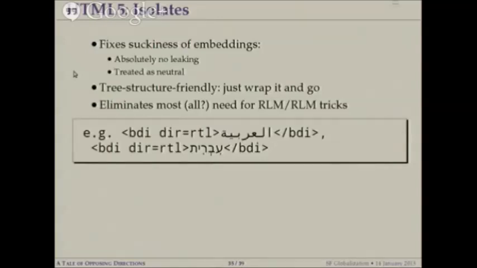So for example, my previous example where I had to stick a left to right mark to make that comma kind of behave like a left to right comma. No problem anymore. I just wrap it in a BDI element, and each bit of right to left text gets wrapped in its own little bit of isolated right to left. And from the perspective of the outside paragraph, it's just a neutral thing that gets reordered wrong with the rest of the text.